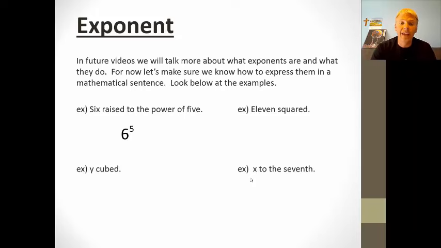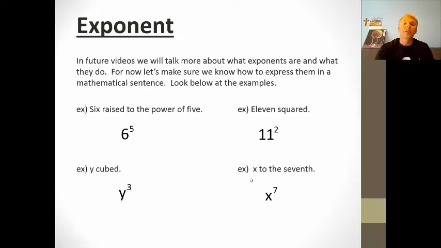So 6 raised to the power of 5. 11 squared. Squared means an exponent of 2. 11 is our base, exponent of 2. Y cubed. Y can be our base. Variables can be base. It doesn't have to always be numbers. And that's going to be raised to the 3rd power. And then x to the 7th. So again, a variable is our base, raised to the 7th power.